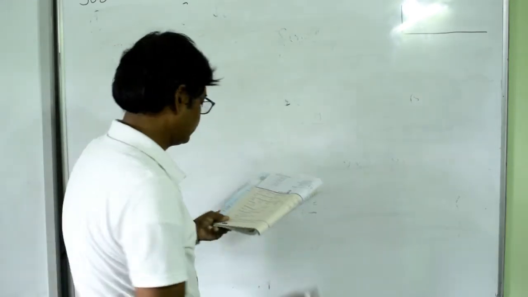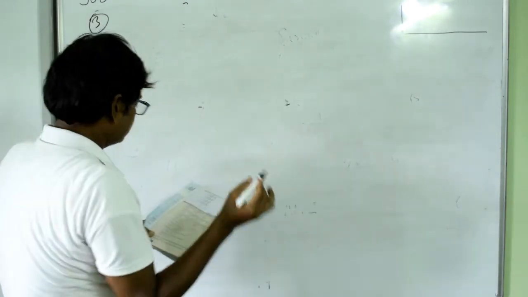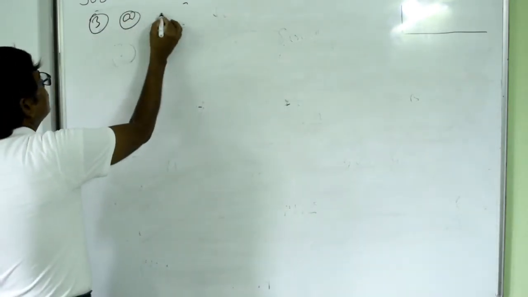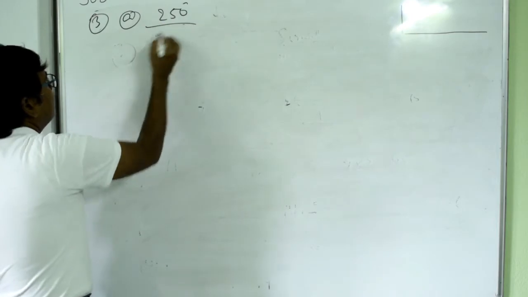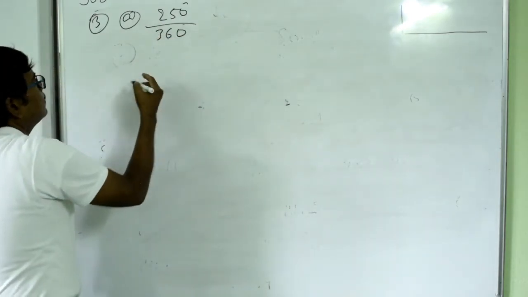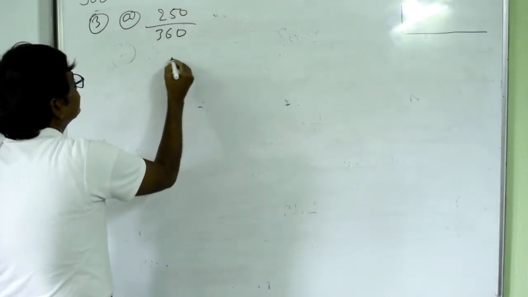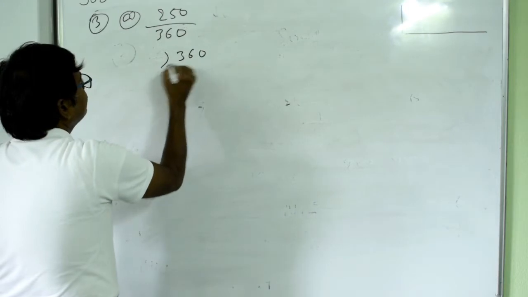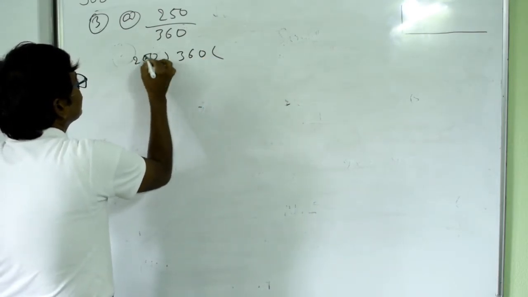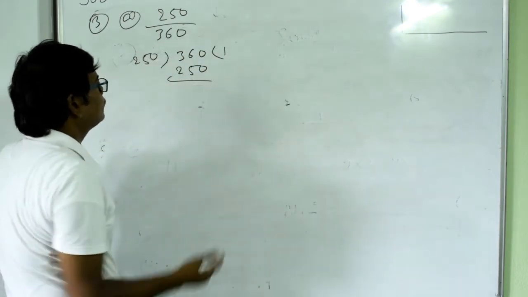So here, the question number 3. The first question is 250 by 360. So here the process is that find the HCF of 360 and 250. So divide 360 by 250. You will do all these things in the rough, okay?